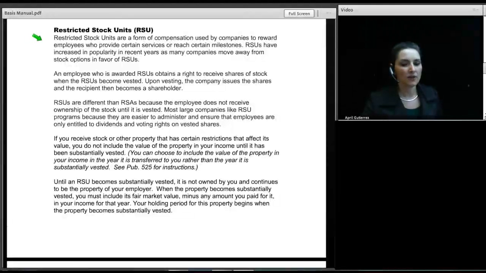Restricted stock units are a form of compensation used by companies to reward employees who provide certain services or reach certain milestones. RSUs have increased in popularity in recent years as many companies move away from stock options in favor of them. An employee who is awarded an RSU obtains a right to receive shares of stock when the RSUs become vested. Upon vesting, the company issues the shares and the recipient then becomes a shareholder. RSUs are different than RSAs because the employee does not receive ownership of the stock until it is vested. Most large companies like RSU programs because they are easier to administer and ensure that employees are only entitled to dividends and voting rights on vested shares.